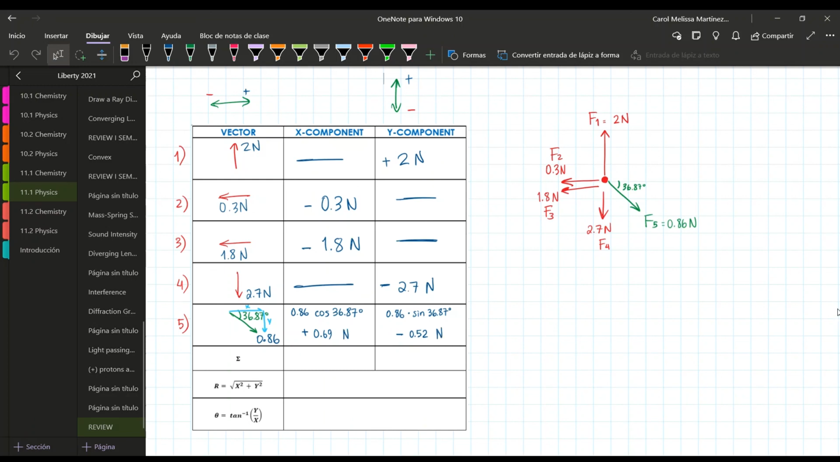Okay? So, what I do after is I'm going to add all these values. In the x component, what I get is 0.3 minus 1.8 plus 0.69, I got negative 1.41 newton. In y, I get 2 minus 2.7 minus 0.52, and it gives me negative 1.22 newtons.